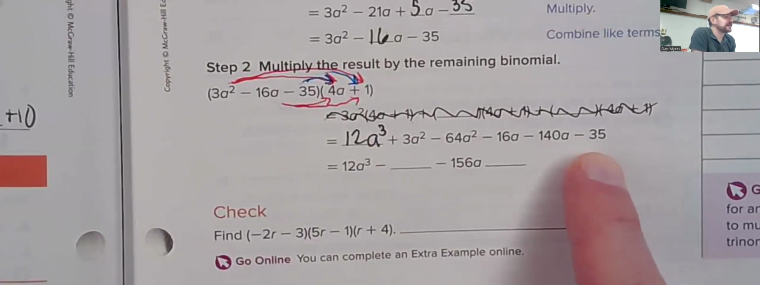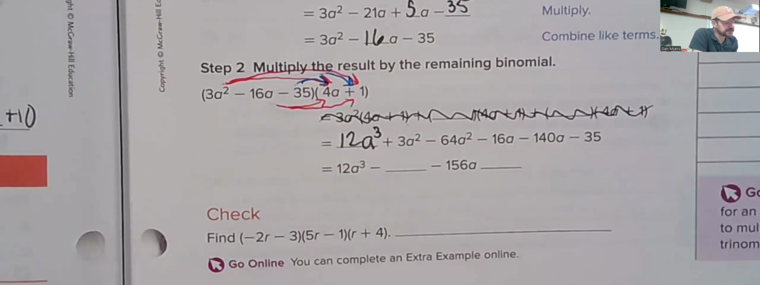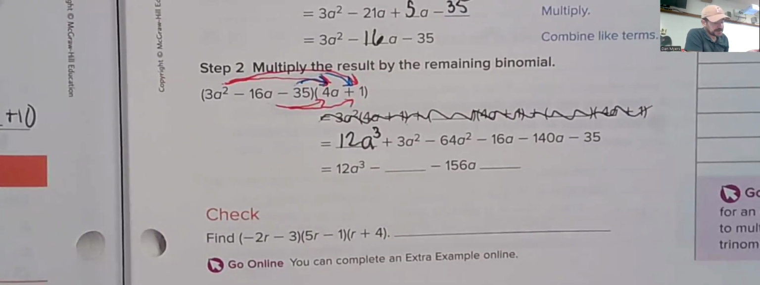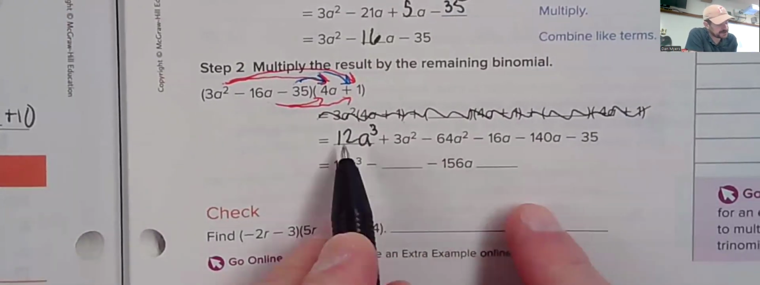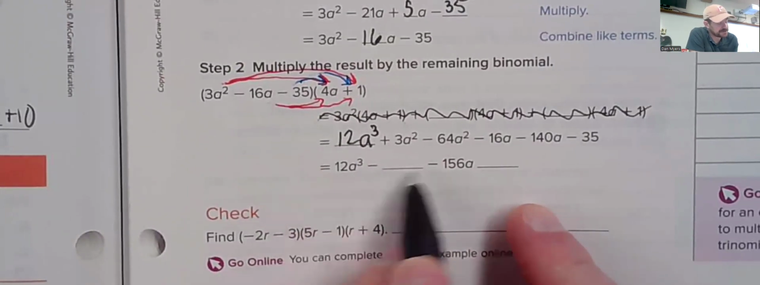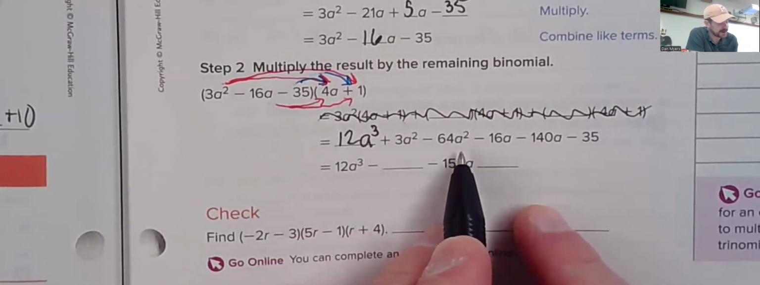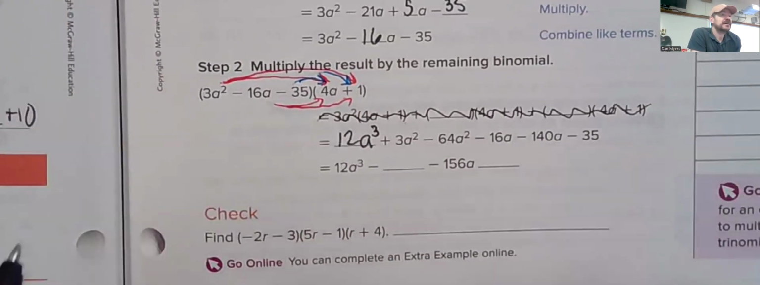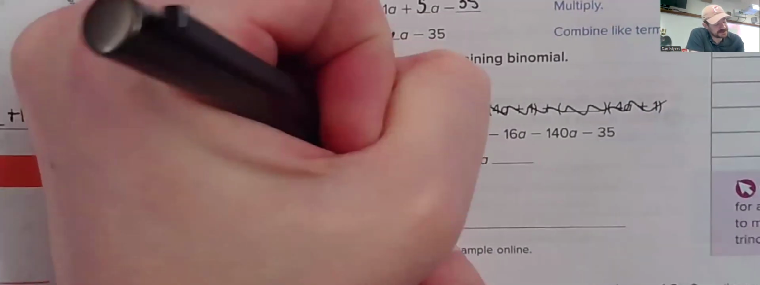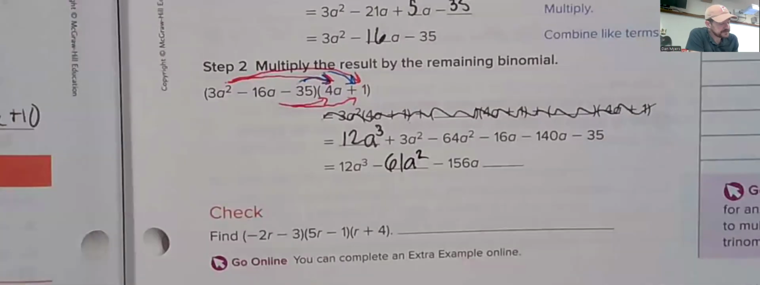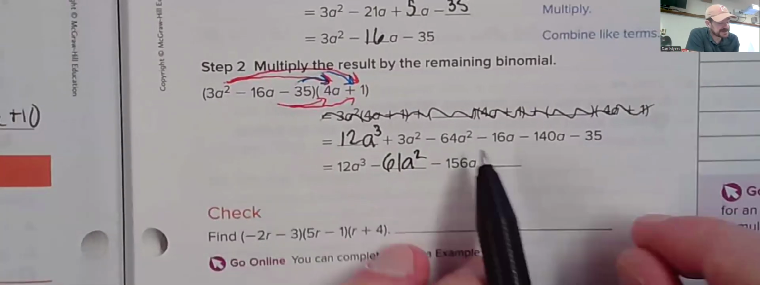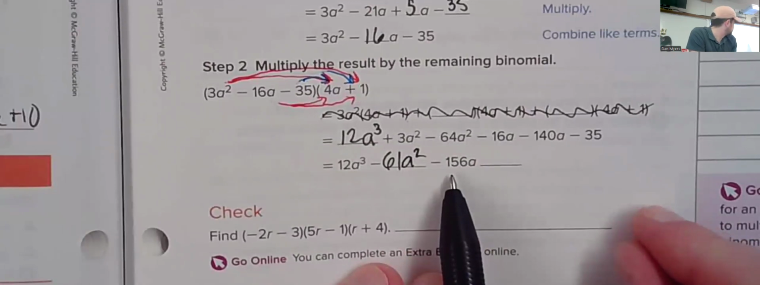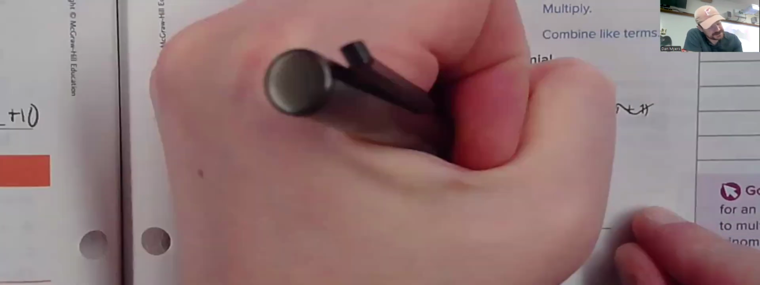So everything in the first set multiplies by everything in the second. Then you look for your like terms and combine them. Right here, the third, no other thing to combine with that, but 3a squared minus 64a squared. What's 3 minus 64? Yeah, so minus 61a squared. And then negative 16 minus 140 is negative 156 with the a there. And then at the end, minus 35.